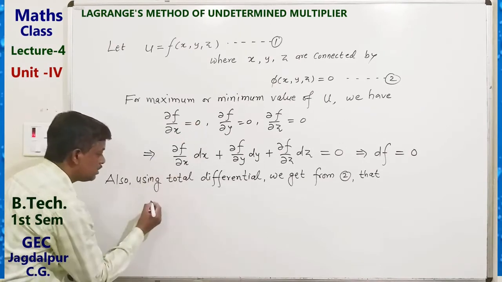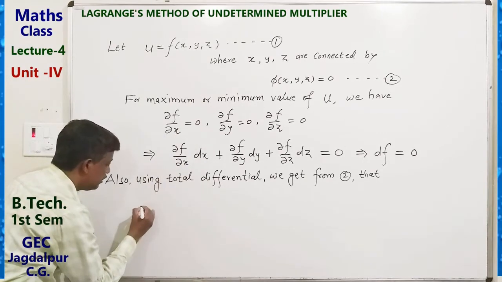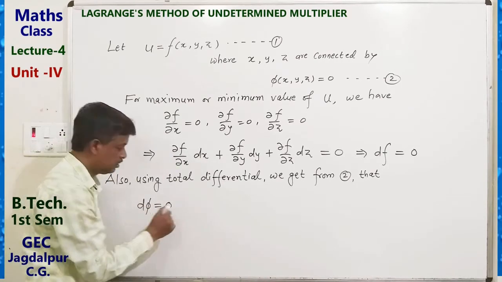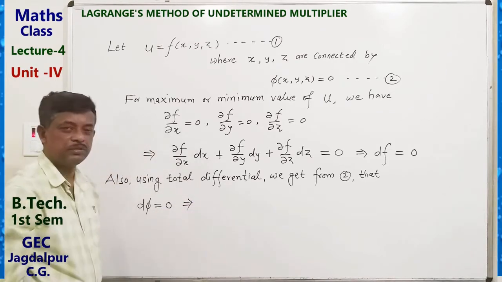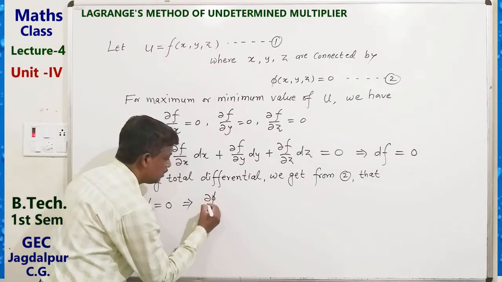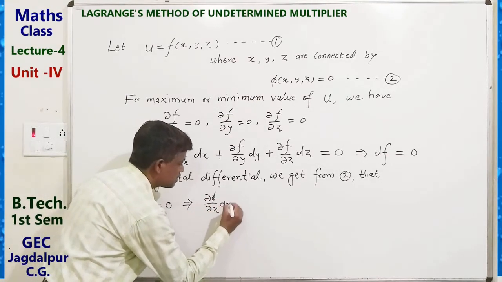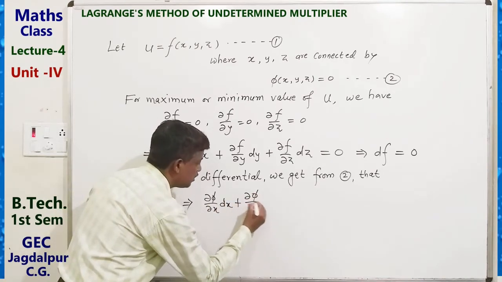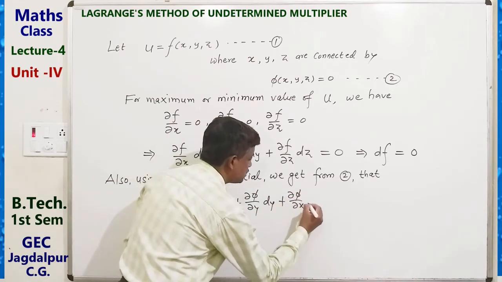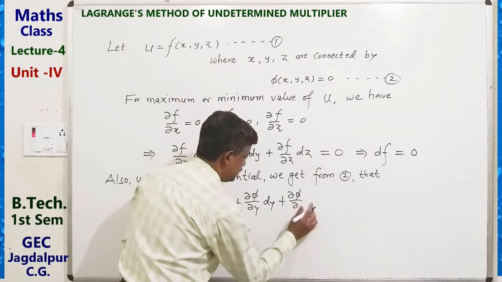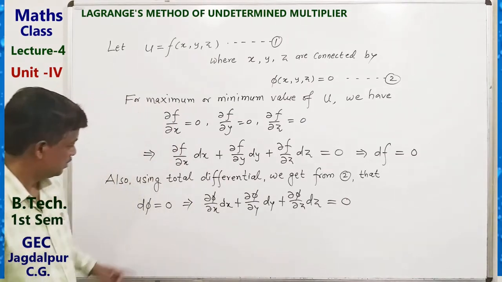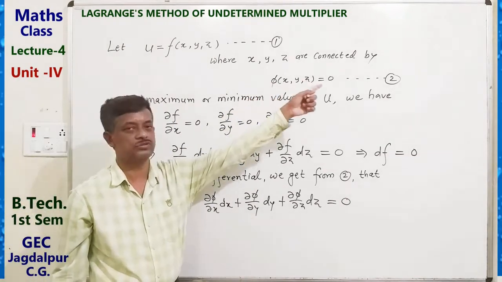So also you can find from here d phi equals to 0, and d phi will be what? D phi means total differential of this: del phi by del x dx plus del phi by del y dy plus del phi by del z dz equals to 0. D phi total differential, d phi equals to 0, right hand side 0.